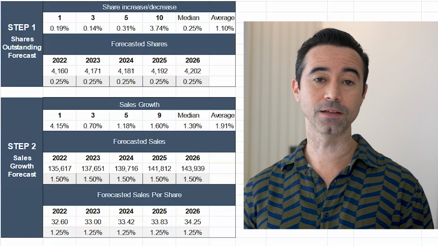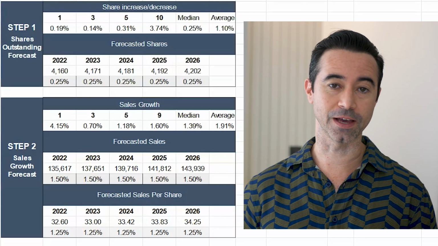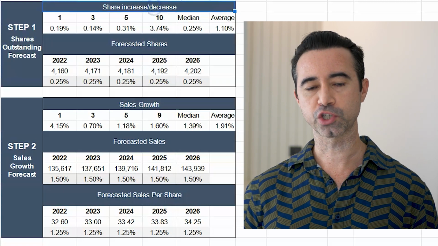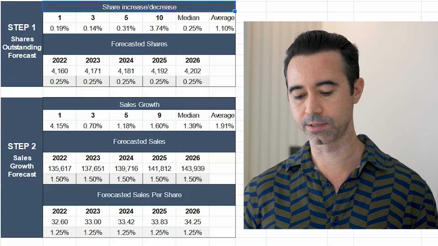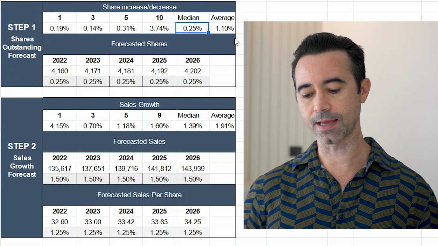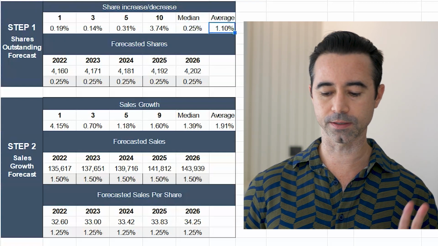Okay, so now we're moving on to the price to sales valuation. So here's what I've got here. First off, are the shares of Verizon increasing or decreasing? So what's happening is the median and averages are a little bit different.